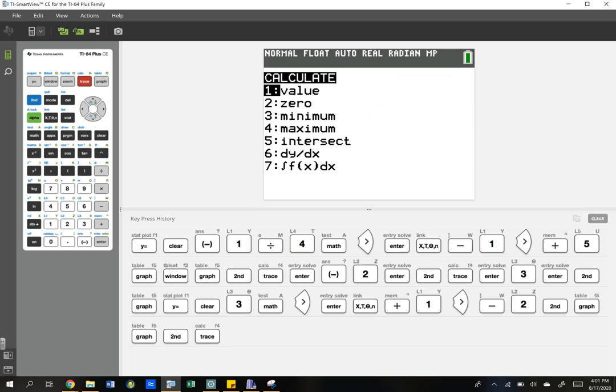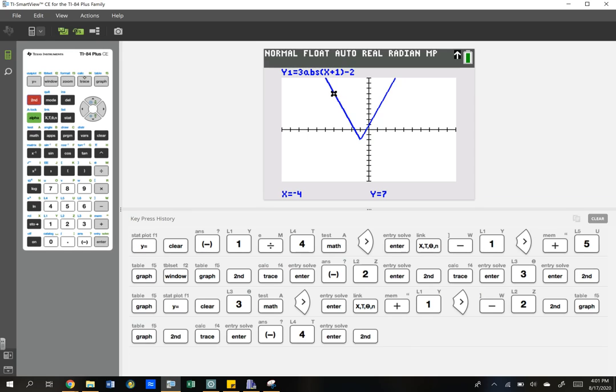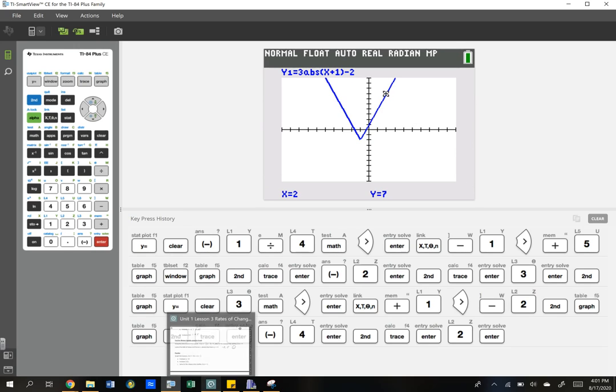I'm going to go to second calc, enter the value. The first value we're looking for is -4. That gives us 7. And the second value we're looking for is 2. And that also gives us 7.